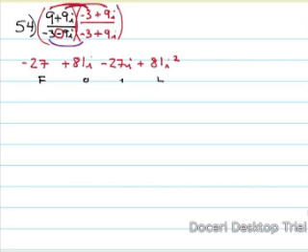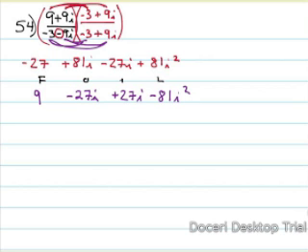The denominator. Negative 3 times negative 3 is positive 9. Negative 3 times positive 9i is negative 27i. I'm sorry, there shouldn't have been a squared over here. That should just be i. And on the end, negative 9i times positive 9i is negative 81i squared.